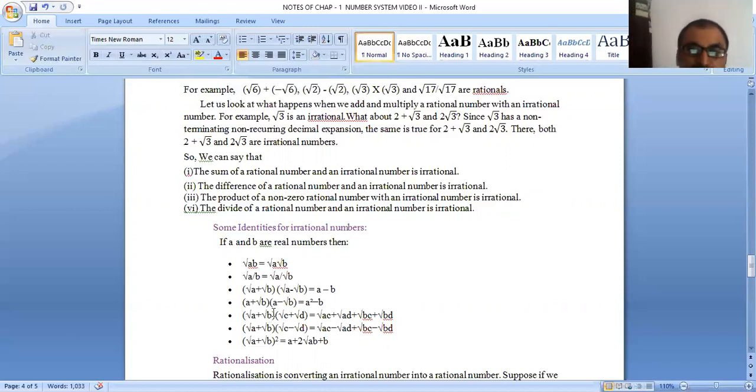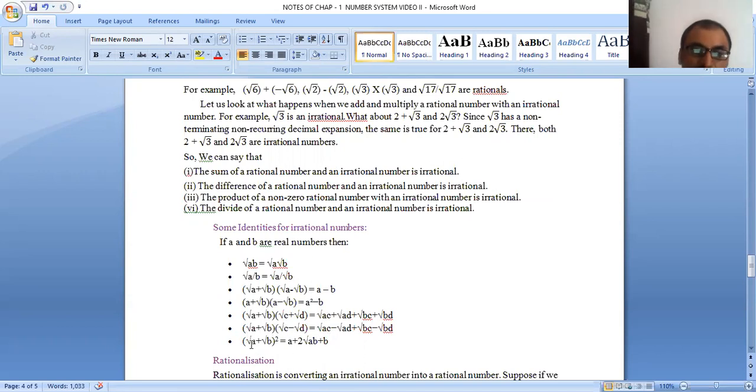Root a plus root b into root c plus root d. After multiplying, we can get root ac plus root ad plus root bc plus root bd. So for root a plus root b into root c minus root d, we can get a similar result.